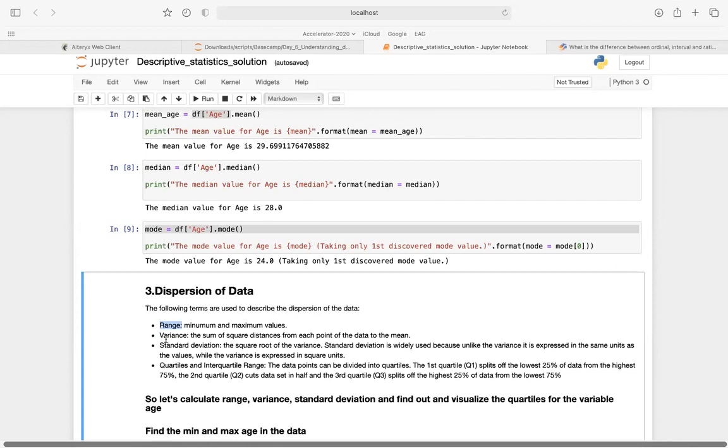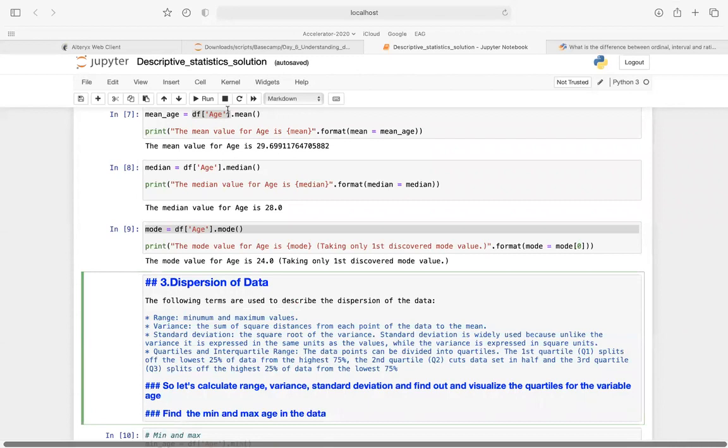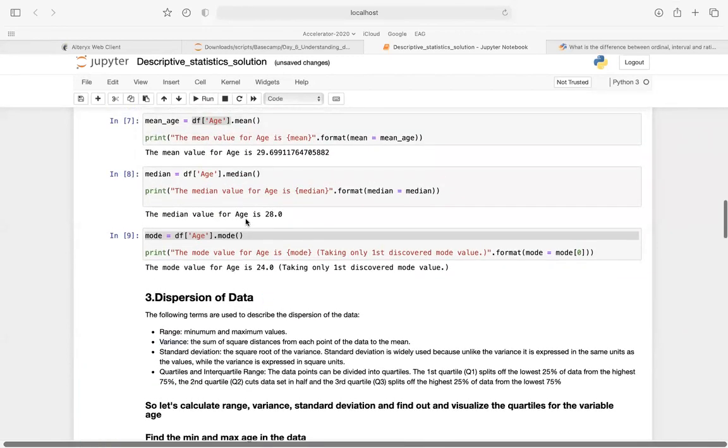Okay. Second is the variance. Okay, a very important element. What is variance? Variance is the sum of square distances from each point to the mean, right? It is the sum of squares of the distances between every single data point and its mean value. Are we clear what is variance, guys? It tells me the accumulated total difference between every data point and its mean value.